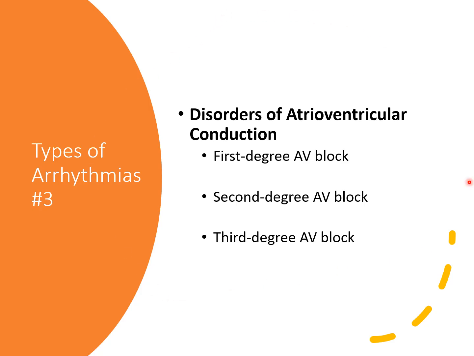So the final type of arrhythmia that we'll talk about are conduction defects within the AV node, or atrioventricular conduction defects. Conduction defects of the AV node are most commonly associated with fibrosis or scar tissue in the fibers of the conduction system. Conduction defects may also result from medications, so things like digoxin or beta-adrenergic blocking agents, calcium channel blocking agents, and class 1A antiarrhythmic agents can also cause this.